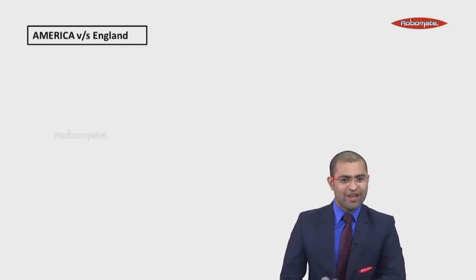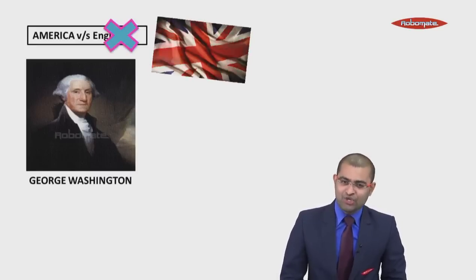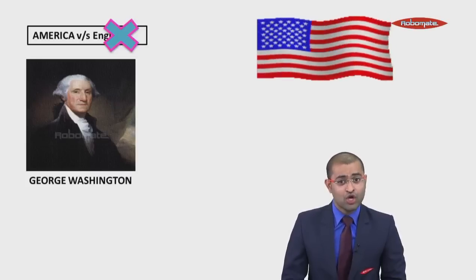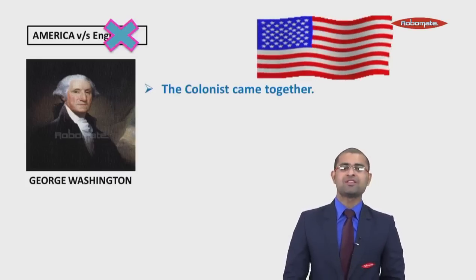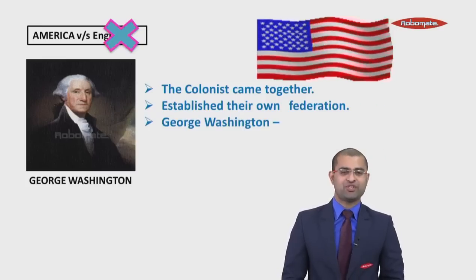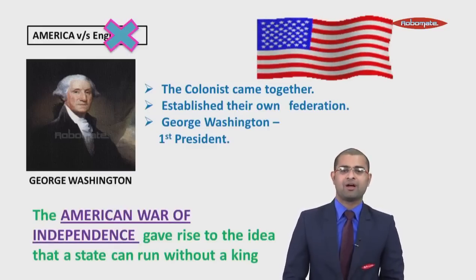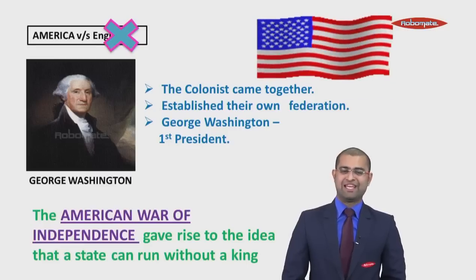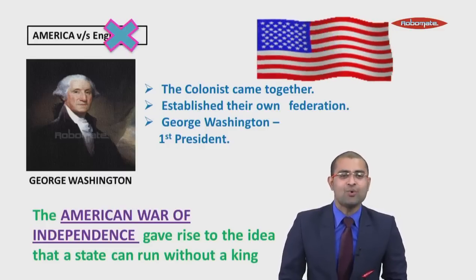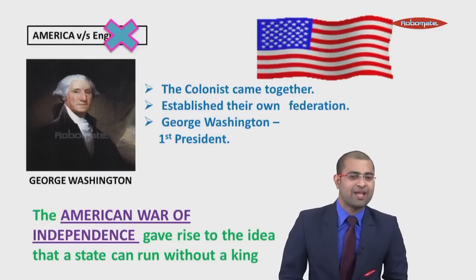Students, as I said earlier, this war continued for almost 8 years between America and England. George Washington was elected as the chief of the American army, and England lost this war. Once these colonies won the war, they came together and established their own federation, and George Washington was appointed as the first president of America. The American War of Independence gave rise to the idea that a state can run without a king. And the USA comprises 50 states, and is known as the United States of America.